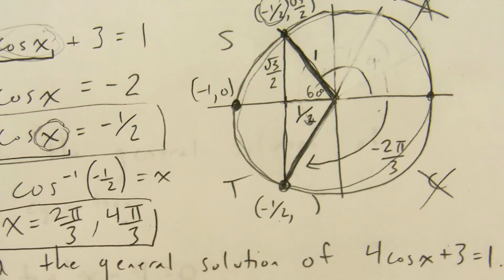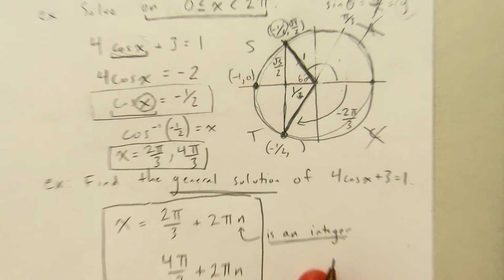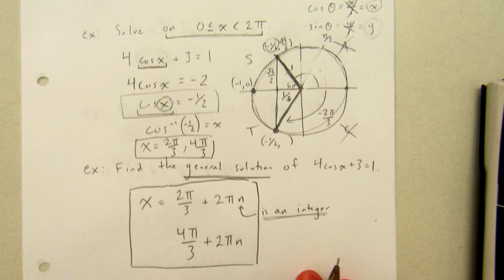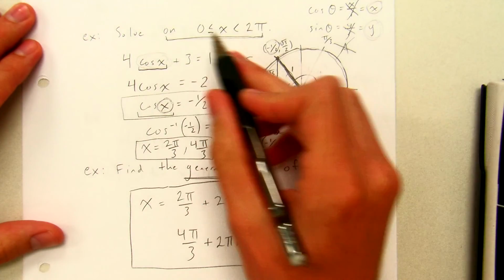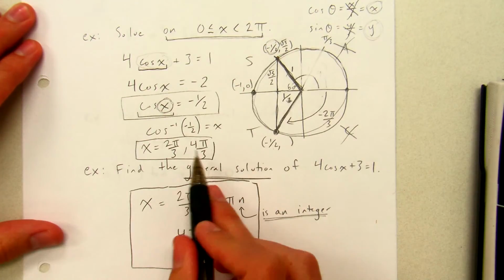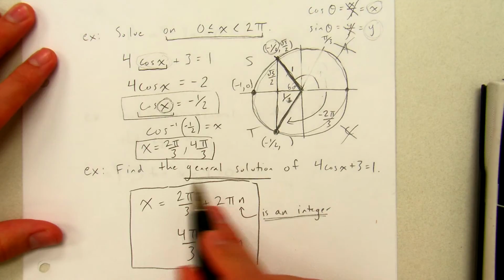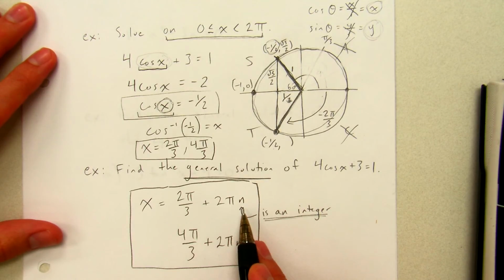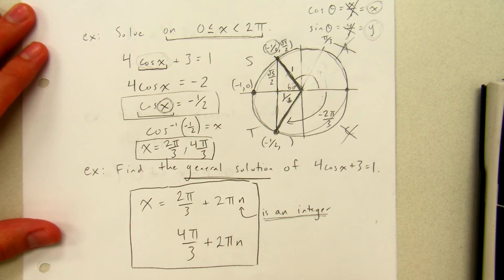So we did the same problem twice, basically, but once we were asked to find only the solutions between 0 and 2 pi, and there were 2. And the other time we were asked to find the general solution, and there are an infinite number. Any integer value I plug in for n to either of these two equations will give me a solution. All right, we're going to do some more practice in the next video.